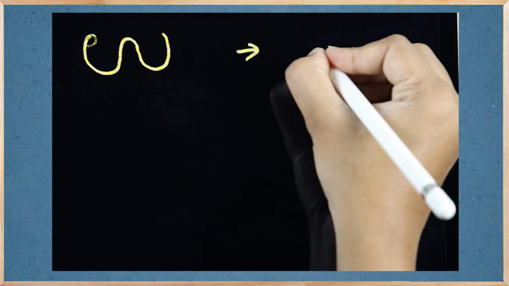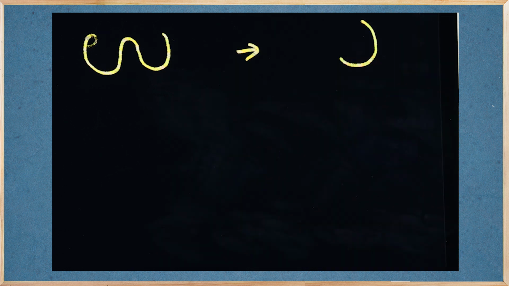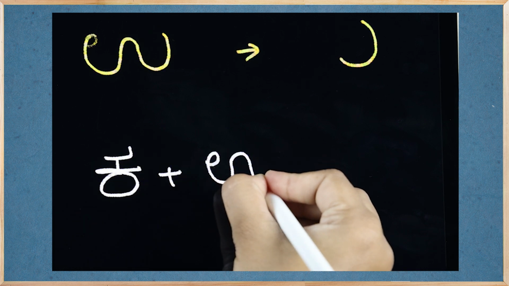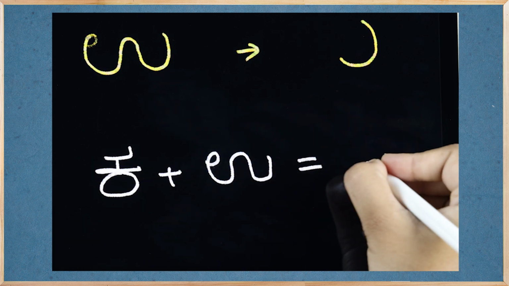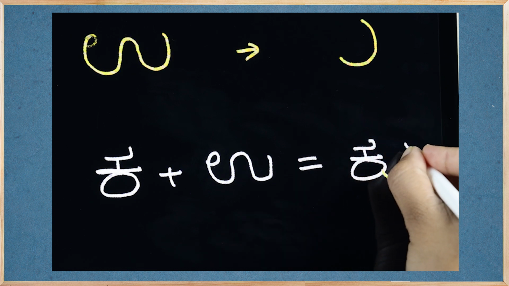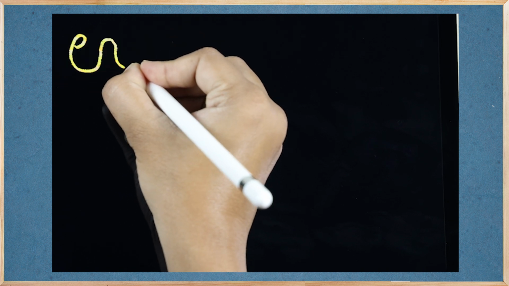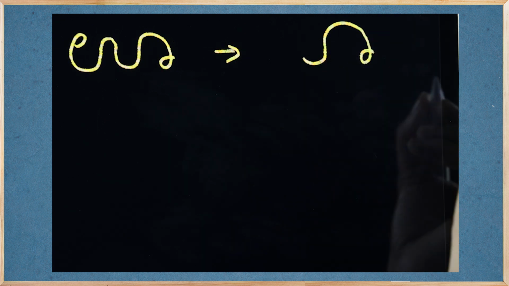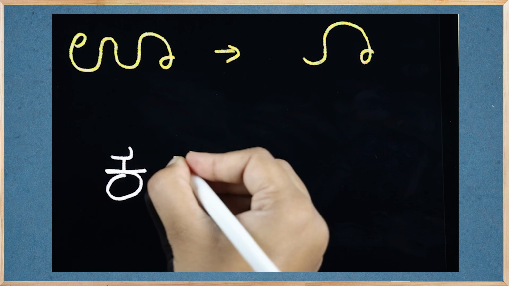U. The symbol U is added to the consonant to produce the sound of U, as in put. Example, K plus U becomes ku. Oo. The symbol oo is used to create a long oo sound similar to the oo in boot. For example, K plus oo becomes koo.